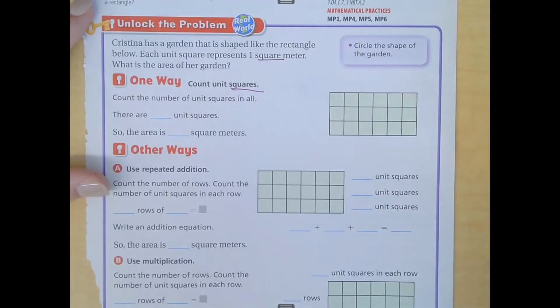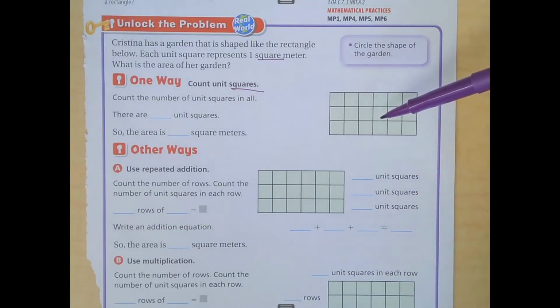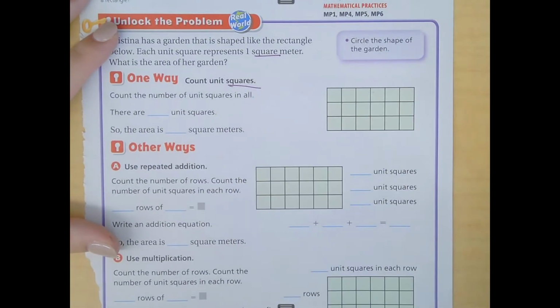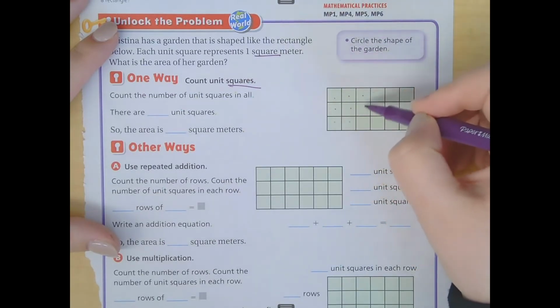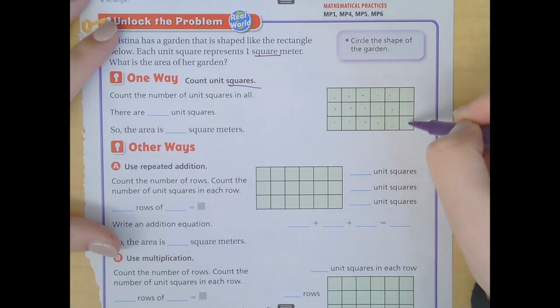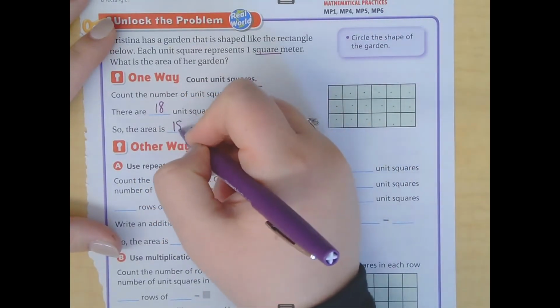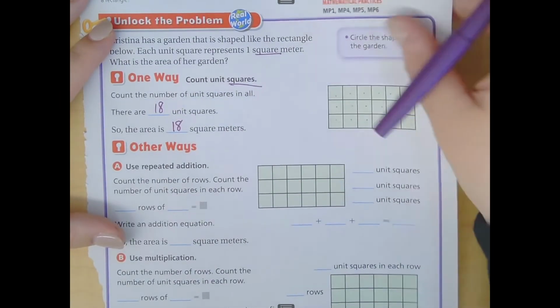Here we go. So the first way we could do it, which is probably the easiest way but the most time consuming, would be to count all the squares. When I do this, I like to put a dot in each one so that I do not accidentally double count one or skip one. So here we go. 1, 2, 3, 4, 5, 6, 7, 8, 9, 10, 11, 12, 13, 14, 15, 16, 17, 18. Got 18. So there are 18 unit squares, so the area is 18 square meters. That's it. Super easy.